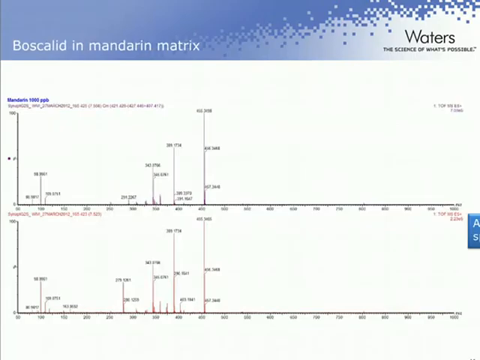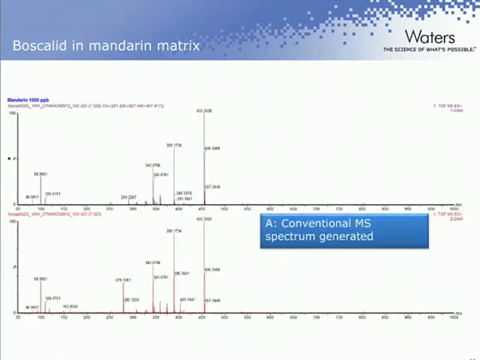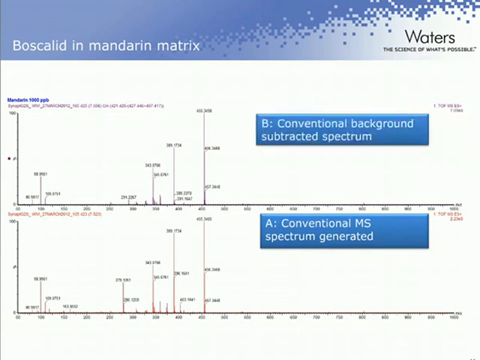Now, what are the benefits? Well, take a look here. We have the conventional MS spectrum, and in amongst there we have our pesticide boscalid. Here we've background subtracted the chromatographic peak that boscalid is a part of, and our ion of interest is here. As you can see, there are still a lot of other ions present in that spectrum.